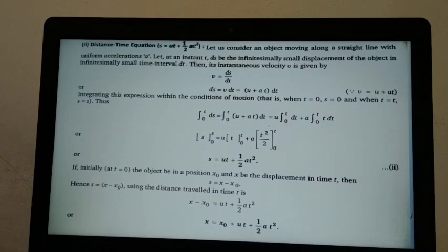So left hand side will become simply s, right hand side first term will become ut plus half into a t square. What is that? That is your second equation of motion.